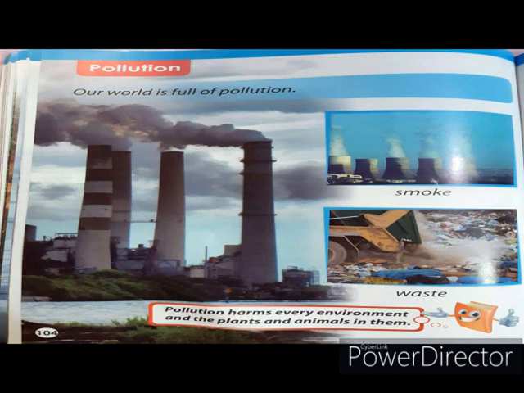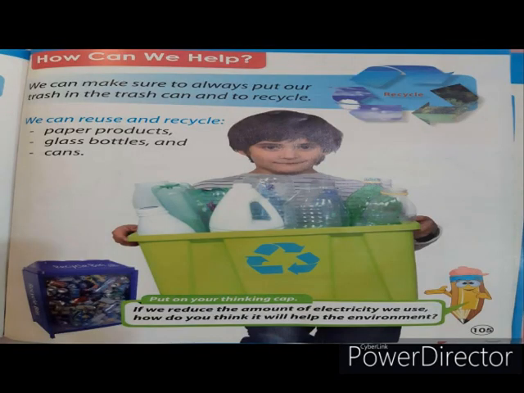Now go to page 105. How can we help? We can help by using the 3 R's. We can make sure to always put our trash in the trash can and to recycle. We can reuse and recycle paper products, glass bottles and cans. Okay? If we reduce the amount of electricity we use, how do you think it will help the environment? Of course, how will it help? It will decrease the contamination.